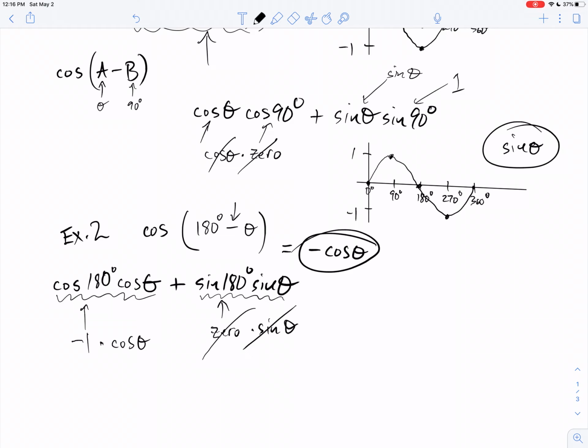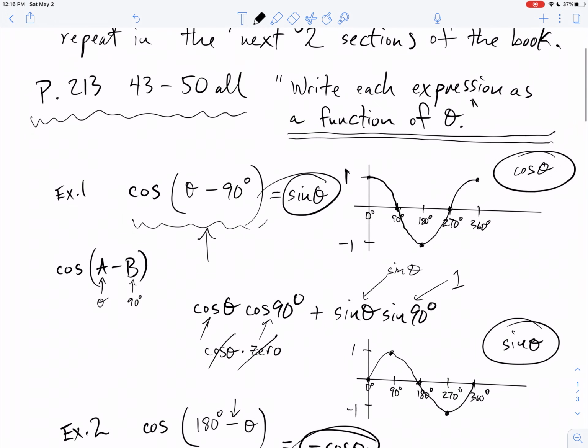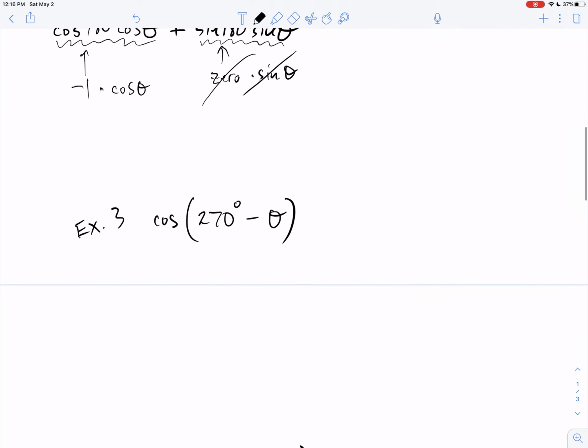If you check the answers in the book, your answers are going to look like this. They're going to look like sine theta, negative sine theta, cosine theta, negative cosine theta. That's your answer when you write an expression as a function of theta. That's what it's going to look like. Away we go. I'm scrolling down. Let's knock out a couple more of these.